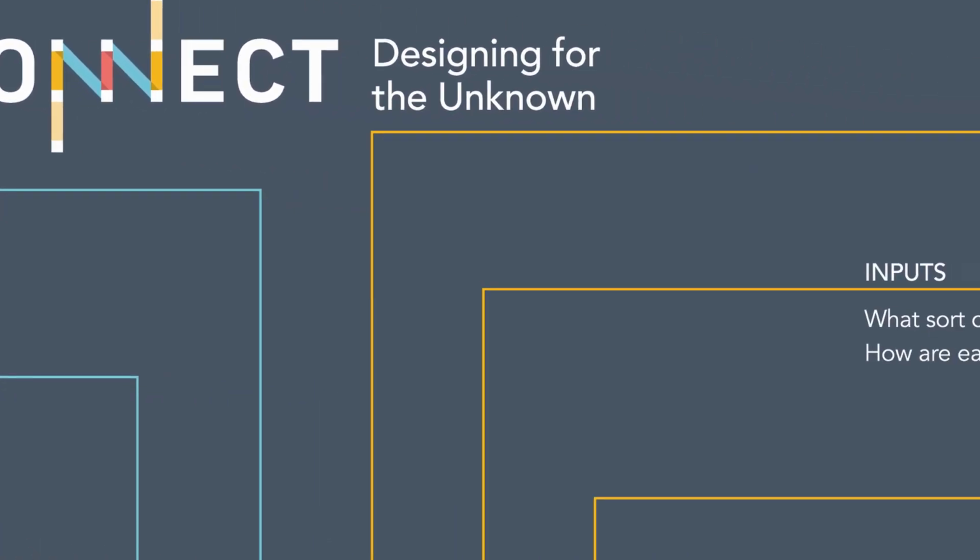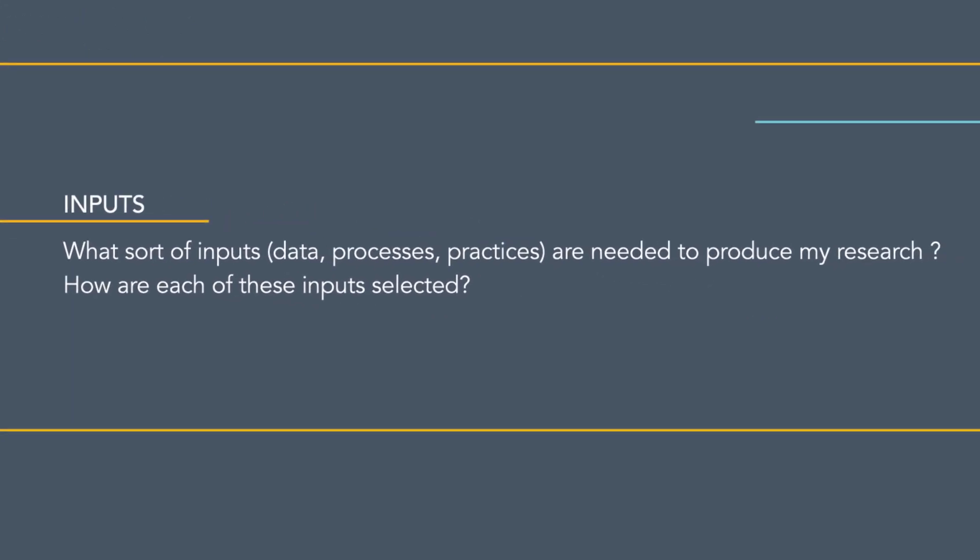The next section is Inputs. And there are two questions in this section. The first is, what sort of inputs are needed to produce my research? And the second question is, how are each of these inputs selected? With these questions, we're hoping to bring your attention to the resources researchers might draw on to produce their work. The second question explicitly asks you to consider how each input is selected.